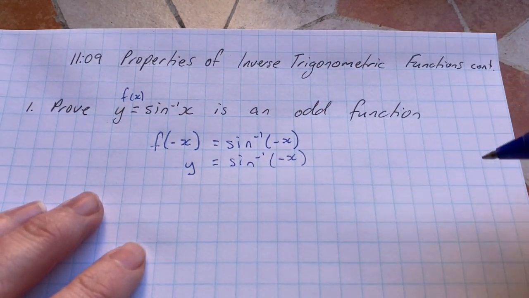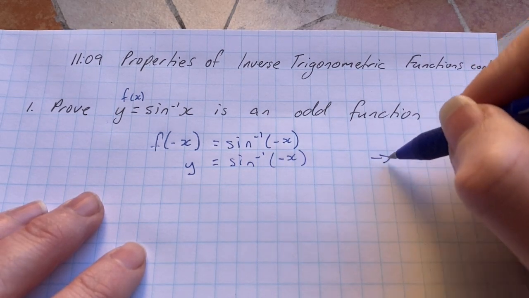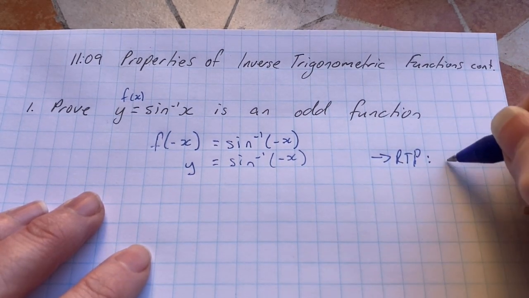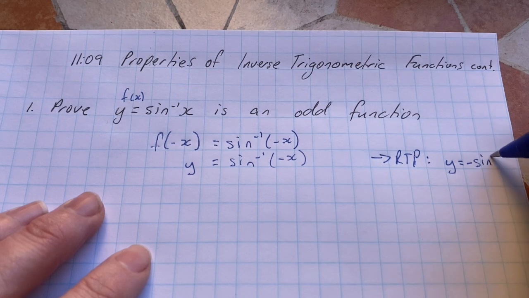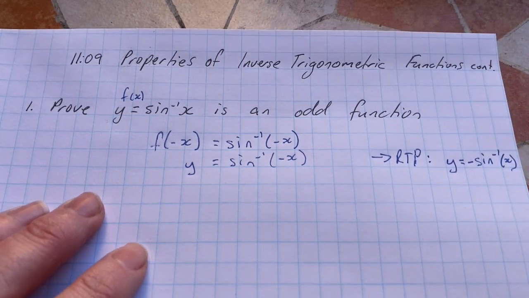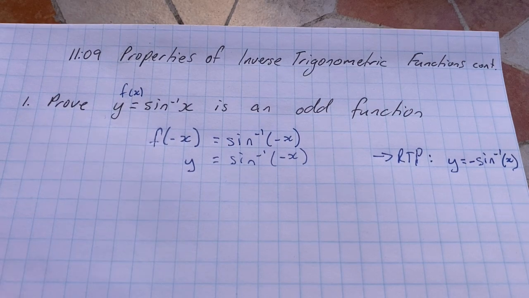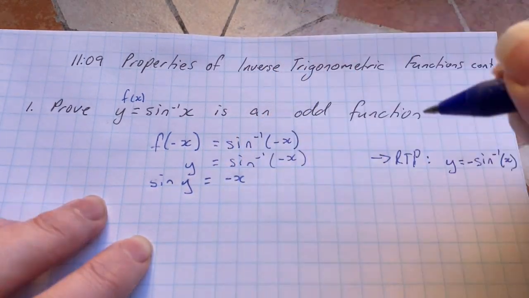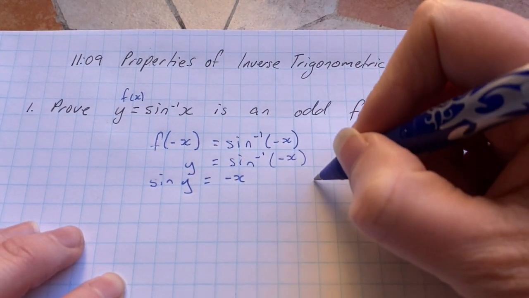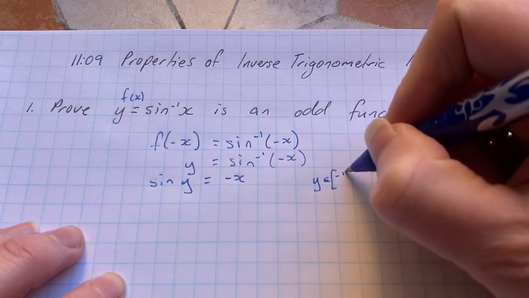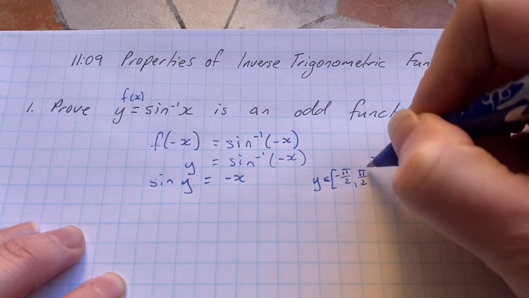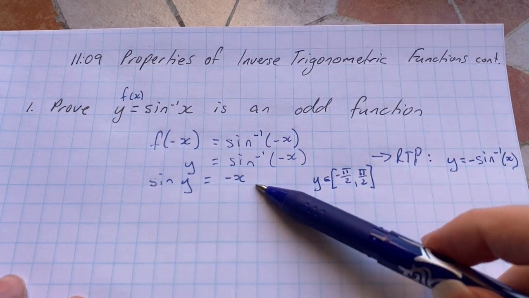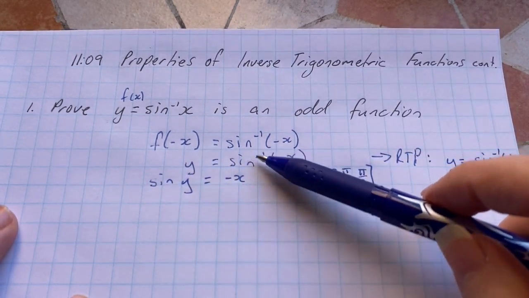And what we want to do to prove that it's an odd function, we want to prove, required to prove, that's what RTP is, required to prove that y is also equal to negative sine inverse of x. Okay, that's what we need to prove. Now, in order to do this, I'm going to take sine of each side. So sine y equals negative x. But we also have to keep in mind the range of this. So we have to say that the y then is going to be from negative pi on 2 to pi on 2. That's really important because as soon as we do that, this function has more results than that one does. This one is limited by its domain.